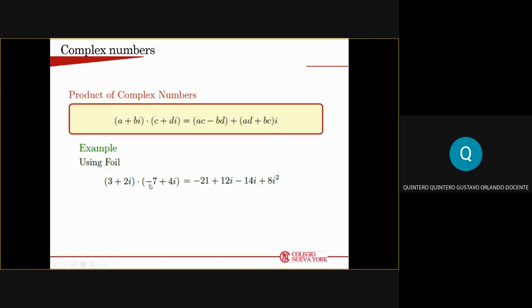2i times negative 7. So positive and negative, that will be negative. 2 times 7, 14, and the i. Negative 14i. Beautiful stuff. But now the L, the last. 2i times 4i. All right, 2 times 4 is 8. i times i is i squared, right? i squared. But are we going to leave that answer there?